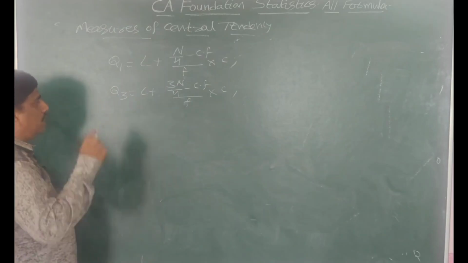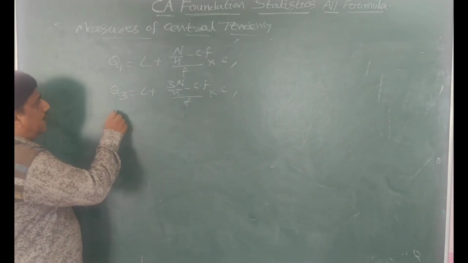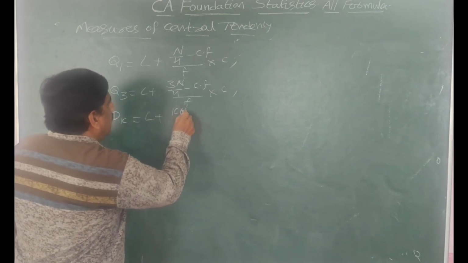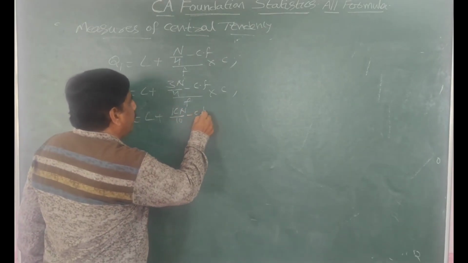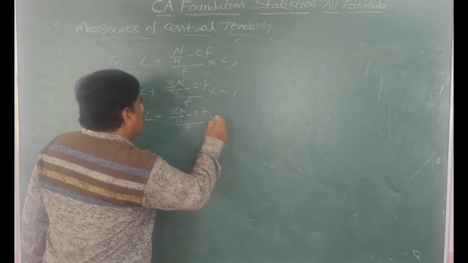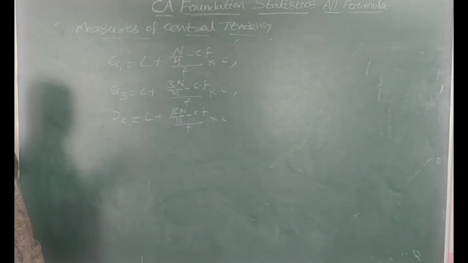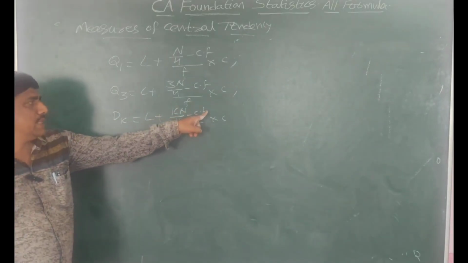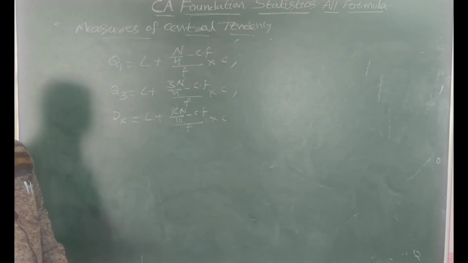Similar. Coming to deciles. For the kth decile, you can write the formula as L plus kn by 10 minus CF by F into C, where k ranges from 1 up to 9. If it is the fifth decile, D5, L plus 5n by 10 minus CF by F into C is the formula.